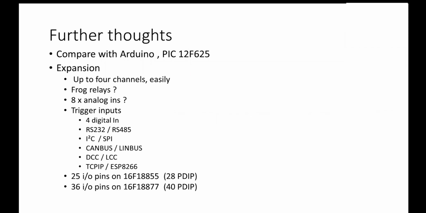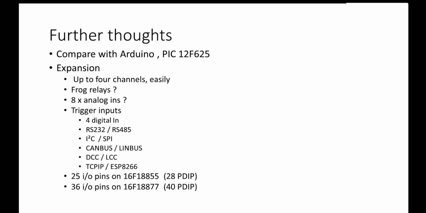If I wanted to put frog switching relays in there, easy. 8 analog inputs, yep, I've got 24 analog inputs on that chip. I could put 4 digital ins to trigger it. The 8 analog inputs would give me a head and branch for each of my 4 servos. So I could set it up as an 8 pot, 4 servo, if you see what I mean. Right, and so far I haven't really done anything. I could trigger it from digital inputs.